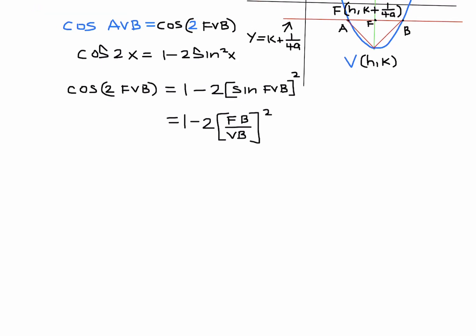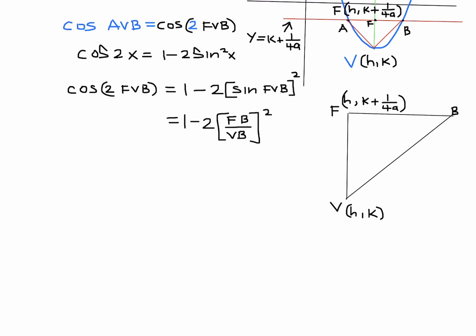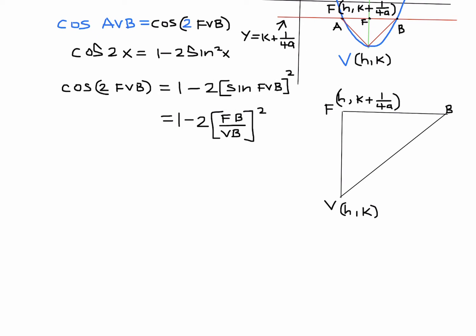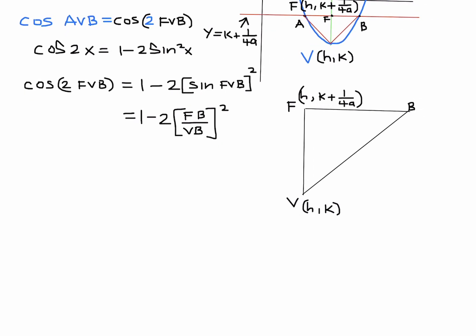This triangle FVB, I want to draw it a little bit larger because I need to label some things and I don't have much space there. So let me just draw that a little bit larger. And now I can label it F, B, and V. Well, V, I have the coordinates, that's good. And F, I have the coordinates. It's h and k plus 1 over 4a. But I need the coordinates for B. That is very much required.